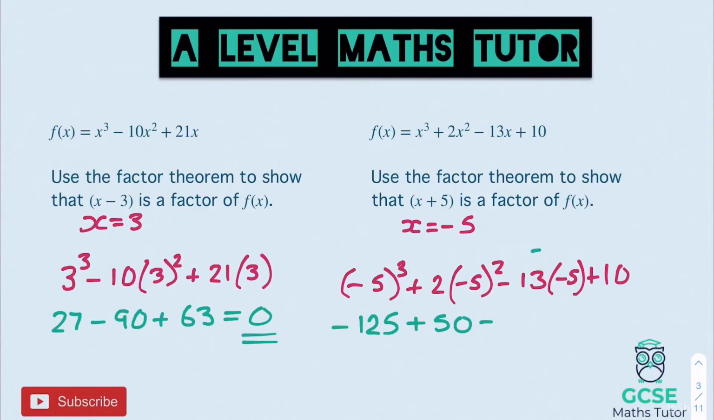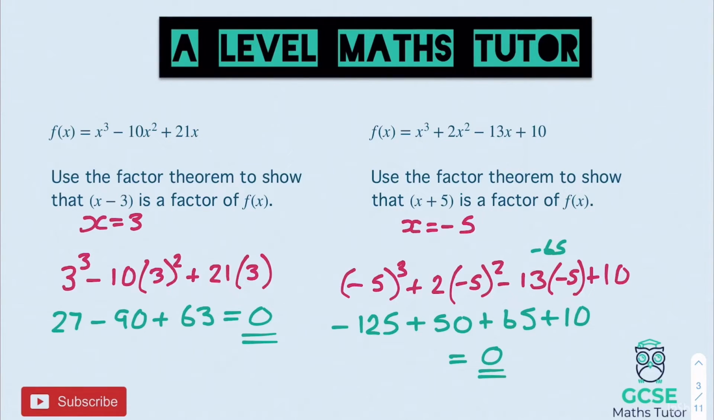So we are going to take away negative 65, so that's going to be plus 65, and then we're going to add 10. So adding this all up on the calculator, we've got negative 125 plus 50, which is negative 75. Add the 65 is negative 10, and then adding the 10 at the end gets us 0. So there we go. Again, x plus 5 has to be a factor.